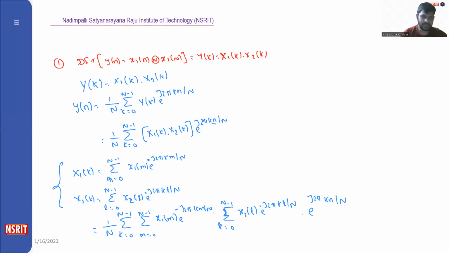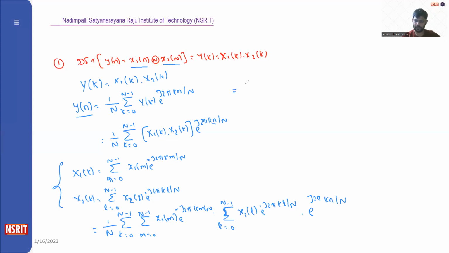Now, the agenda is that you can convert all these expressions in terms of x1 of n convolution x2 of n. Why? Because we can take the y of n. Now to show that x1 of n convolution x2 of n, first, you must know the x1 of n and x2 of n formulas.